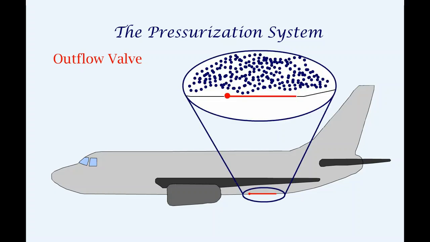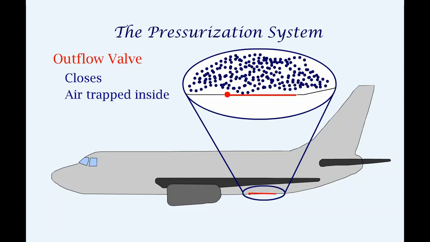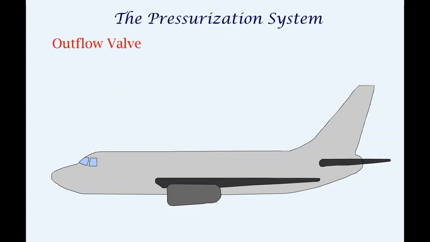If the outflow valve opens, the air inside the aircraft will escape and the pressure inside the aircraft will decrease. If the outflow valve closes, the air will be trapped inside the aircraft causing the pressure to increase. The outflow valve will open or close depending on the phases of flight.